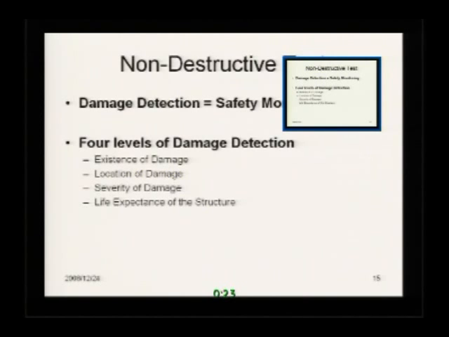Some of the damage may not be serious at all, not related to the structure. So the severity of the damage is important. If you know the existence, the location, and the degree or severity of the damage, that tells us a lot. And the last one is the most difficult one. The last one is the life expectancy of the structure.